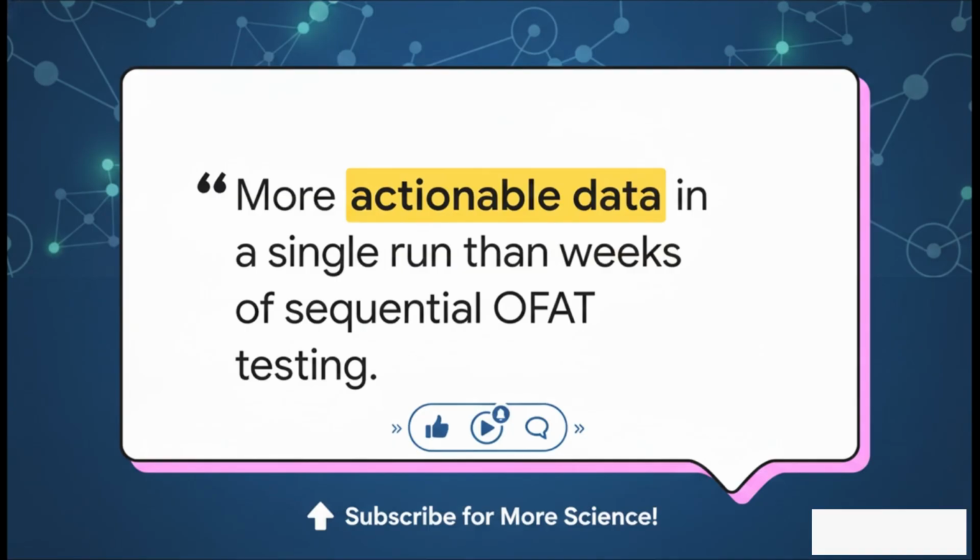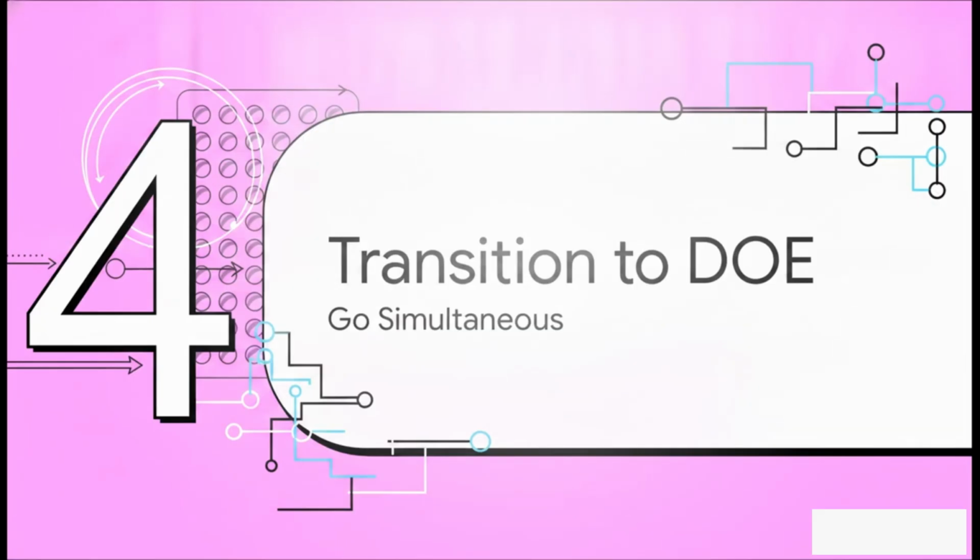Now sure, DOE might require a slightly more complex initial setup mathematically, but it drastically reduces the overall number of experiments you actually have to run at the bench. It's really about working smarter, letting the statistics do the heavy lifting, and getting a rock-solid assay in a fraction of the time. So, transitioning to DOE workflows, moving from sequential to simultaneous testing.